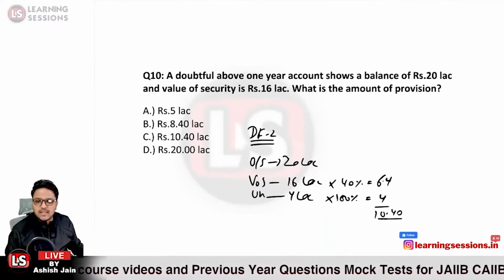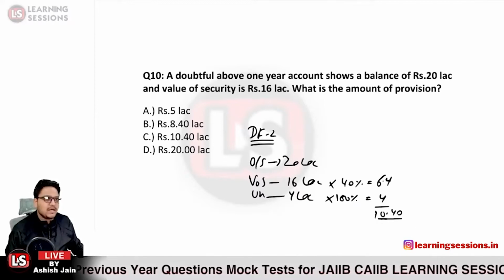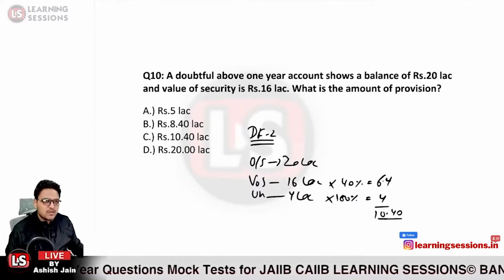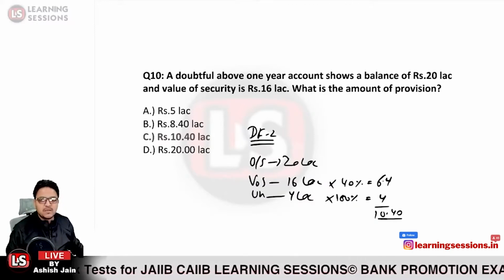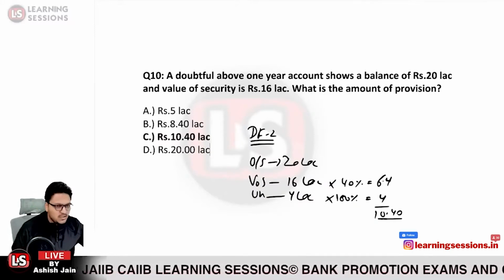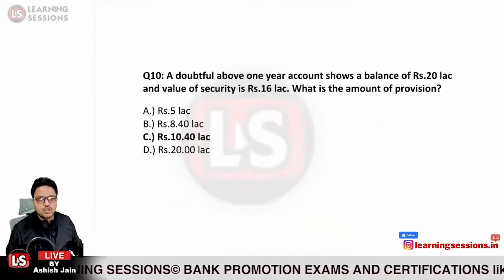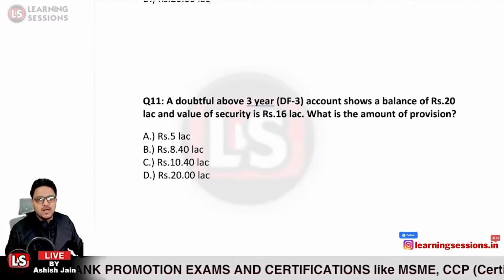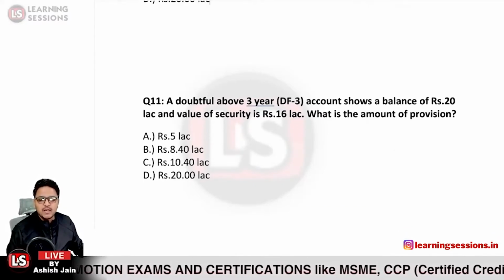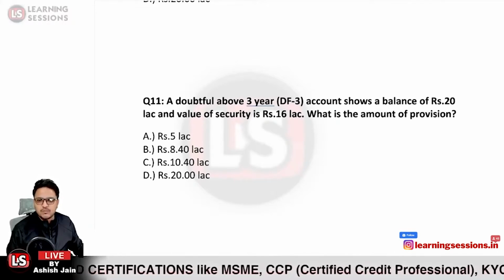So the right answer has been given by Rahul Singh Rajput over here at the earliest. Option C is the right answer in this particular case. Is that clear? Now let's move to another question, which says a doubtful above 3 years account shows a balance of 20 lakh rupees, value of security is 16 lakh rupees. What will be the amount of provision?